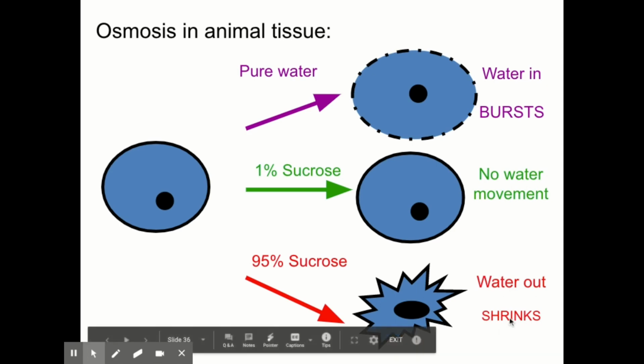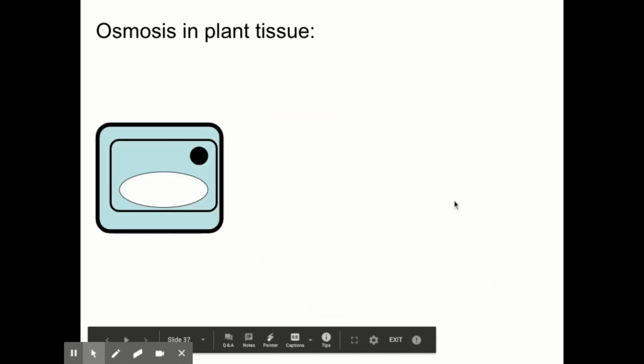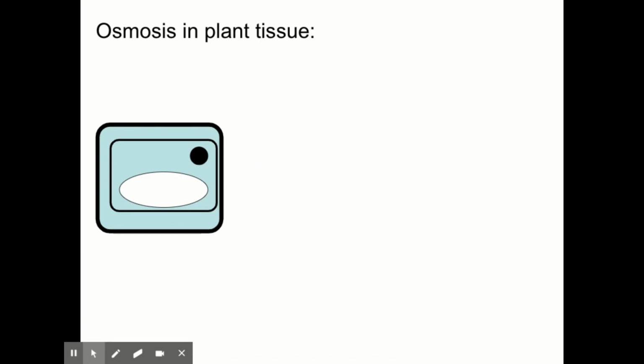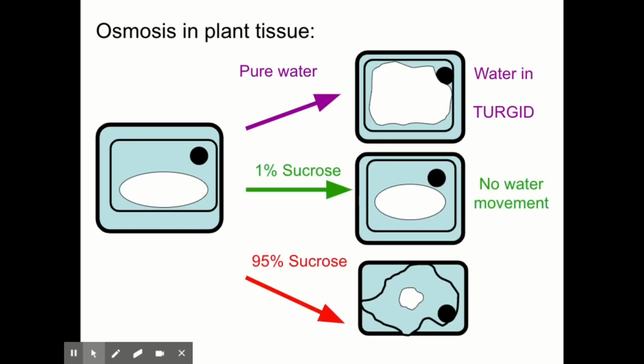So the words you should be using to describe osmosis in animal tissue, the effects, would be burst or shrinks. Now for plant cells, although what happens in terms of water movement by osmosis is the same, so the direction the water would go, the overall appearance of the cell, and therefore the term we use to describe the effect, is very different from an animal cell, and it's really key to remember these differences.